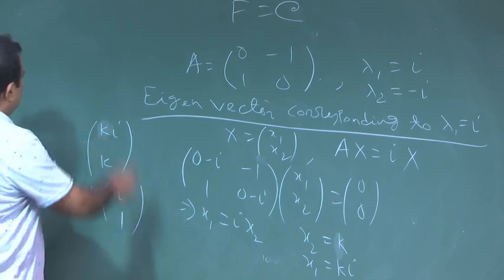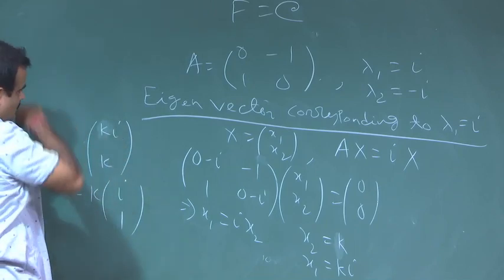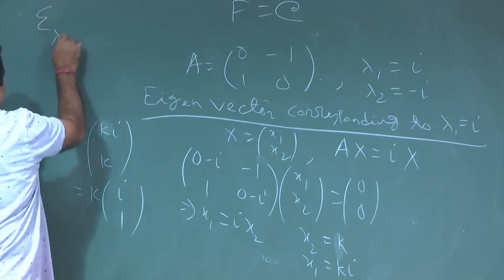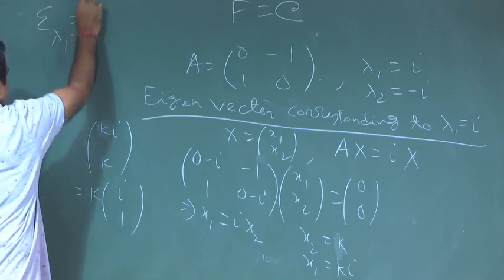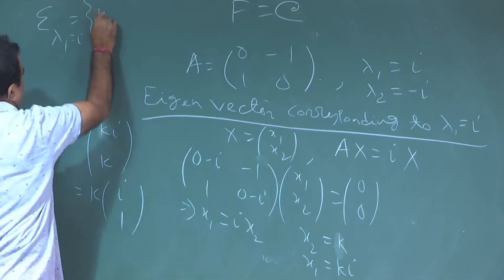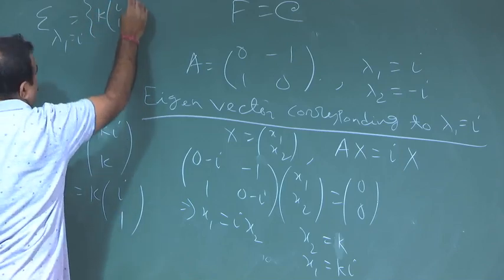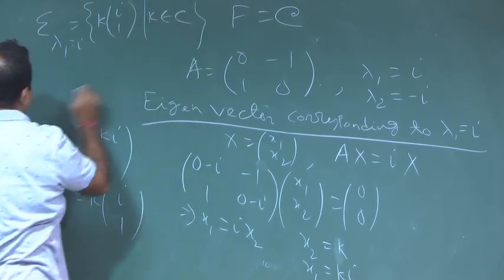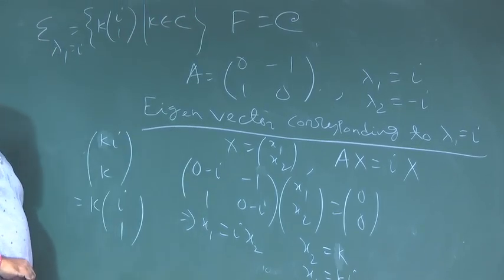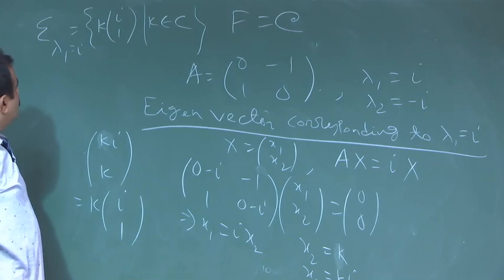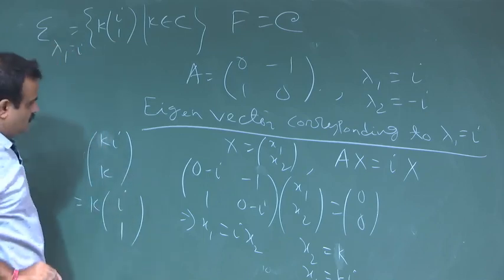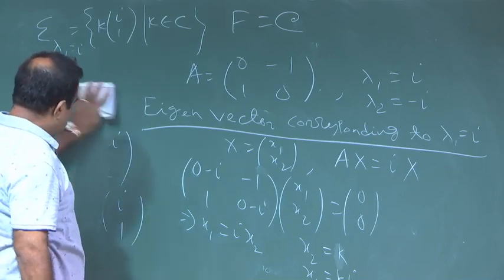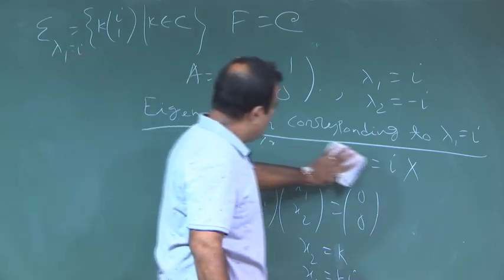So this set is called the eigenvectors corresponding to the eigenvalue. This is the set of all vectors like this, where k is a complex number. Okay, so this is the eigenvector corresponding to this. Similarly, we can find the eigenvector corresponding to the other eigenvalue.